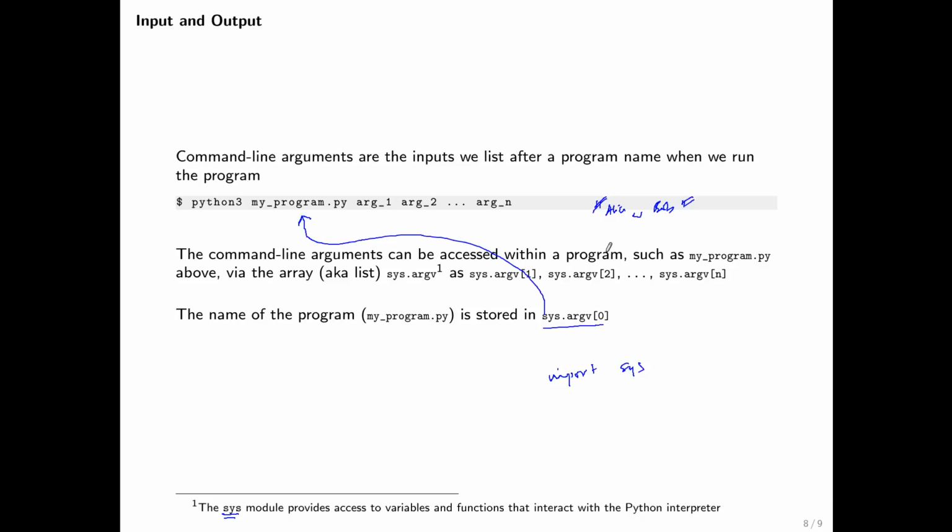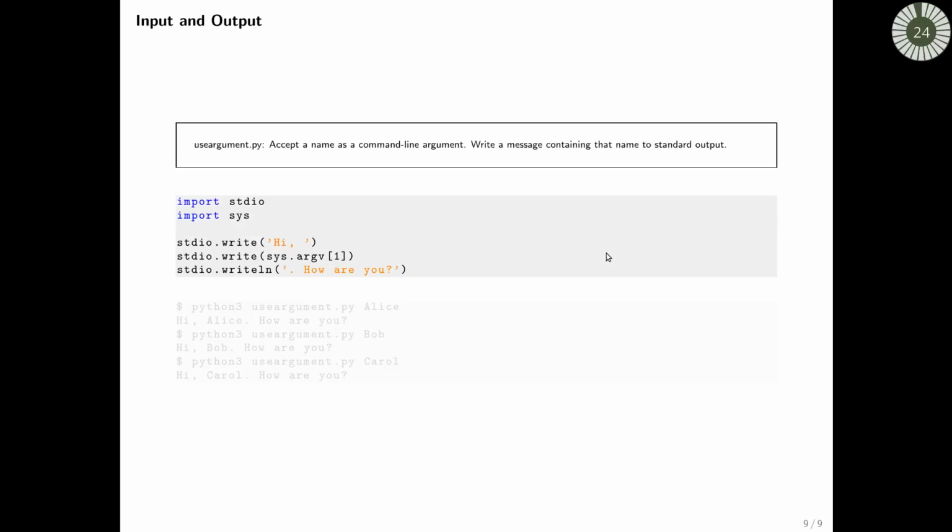Okay, so just keep that in mind. So now what we're going to do next is talk about a very simple program that makes use of command line arguments. This program is called useArgument.py. What it does is it takes a name as input from the user, as a command line argument. And then for output, it's simply going to write a message that contains that name to standard output, or the terminal.